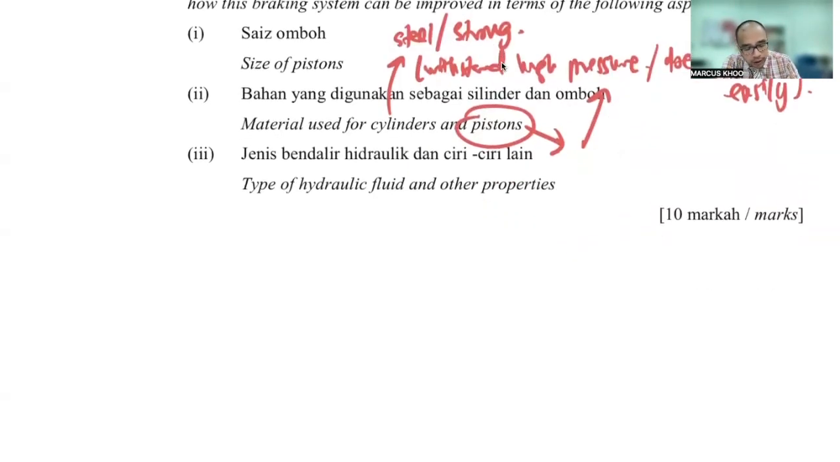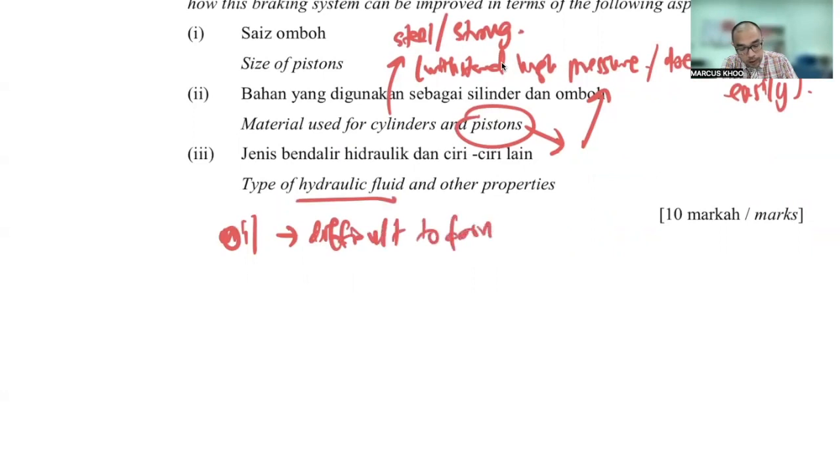Okay, now let's talk about the hydraulic fluid, the type. So specifically the type, of course, we have to talk about oil. The type of hydraulic fluid should be oil, and the main reason is because it is difficult to form air bubbles. Another one is, since we're talking about type of hydraulic fluid and properties of it, you can also talk about the high boiling point, low density, and all these particular reasons which we mentioned in the previous question.